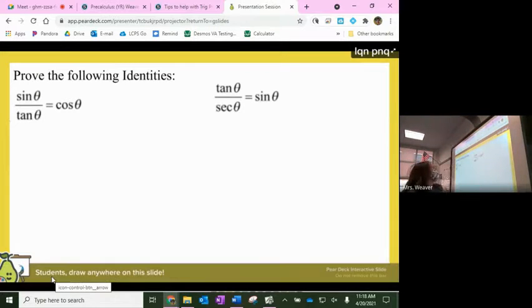Okay, so this first proof says sine theta over tangent theta equals cosine theta. The more complicated side is the left side, so that's what I'm going to work. I've got sine and tangent, and I want cosine. So first thing I'm thinking is change everything to sine and cosine, because I want to be able to get rid of that tangent. So let's try it.